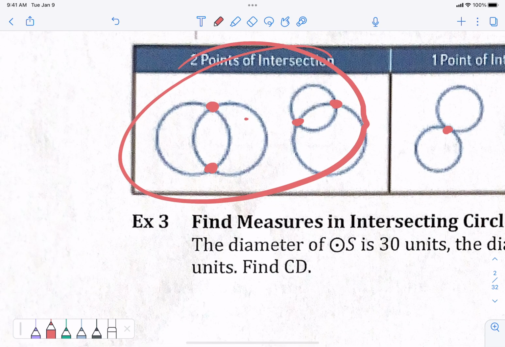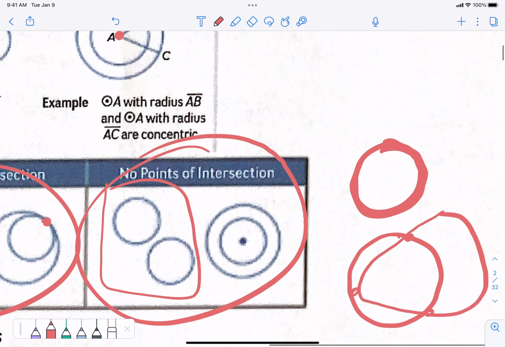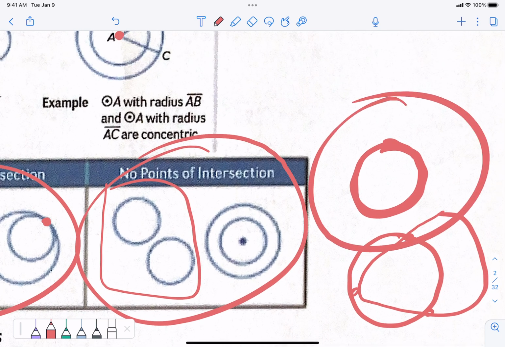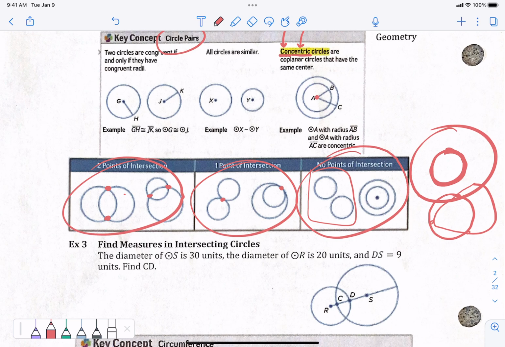Two points of intersection, one point of intersection, no points of intersection, or infinite points of intersection, in which case the circles are the same, right? So those are the only options I can have. I can't have just three points of intersection, etc., right? I have to have one of those four options, okay?